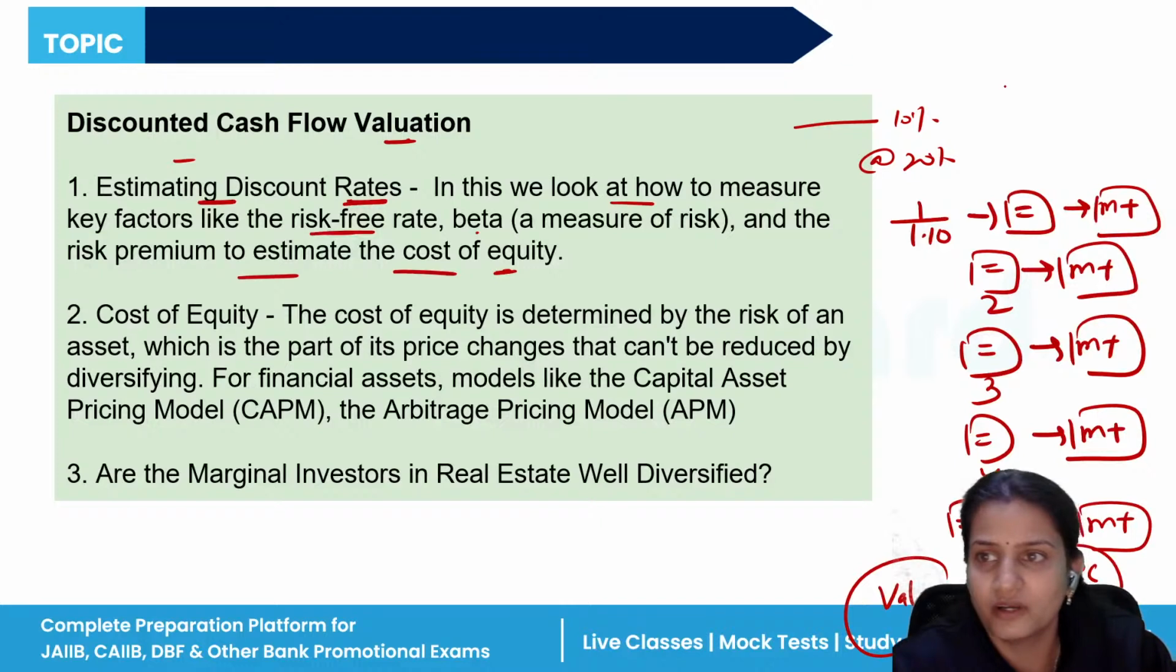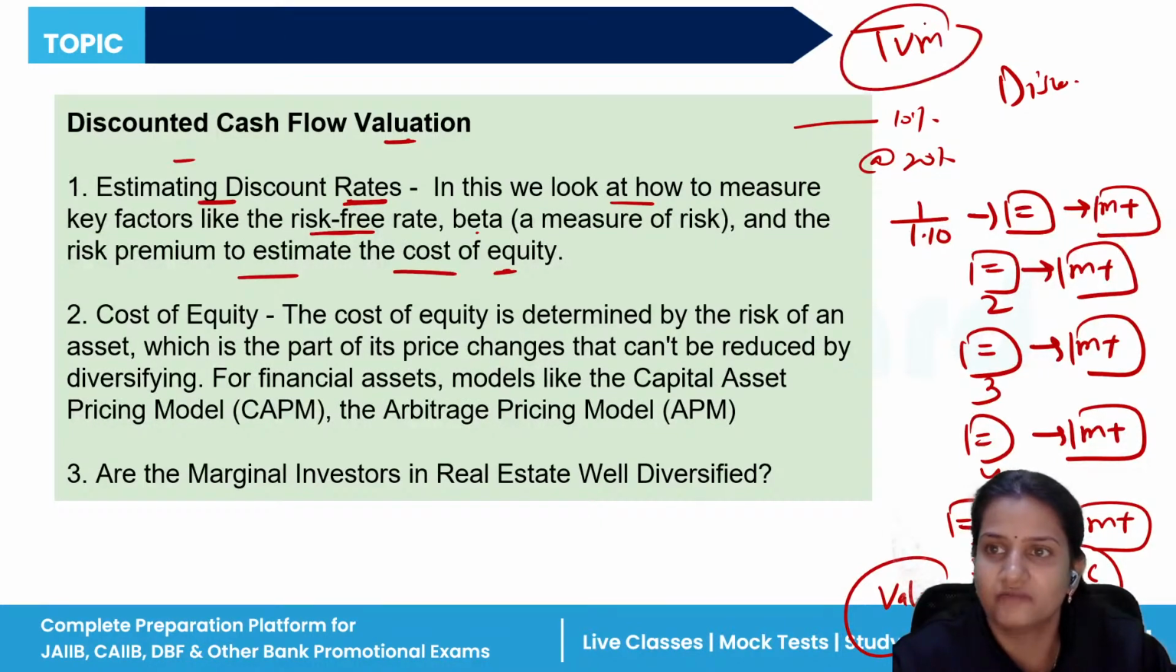So this is how we do what? Discounting. Find the discounting, that is time value of money.